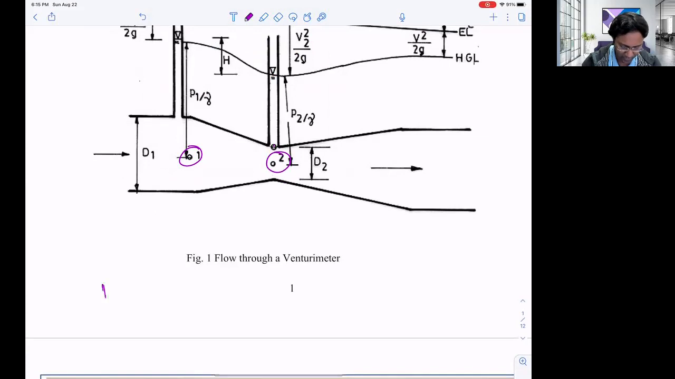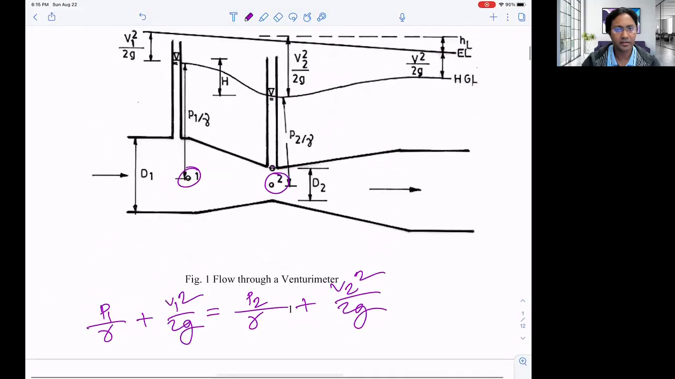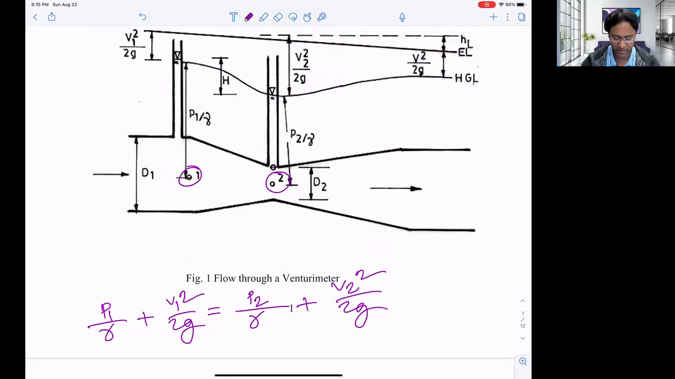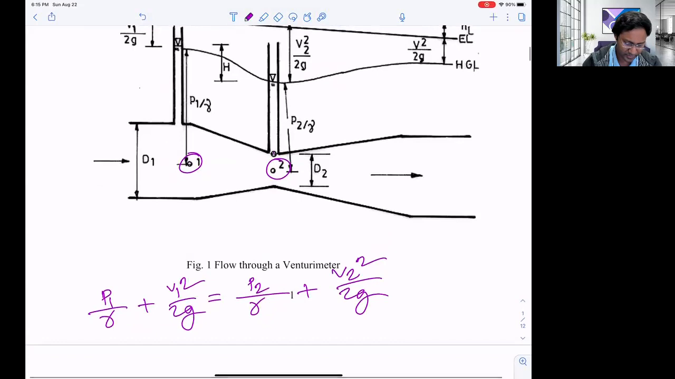Then we'll have P1 over gamma plus V1 squared over twice g is equal to P2 over gamma plus V2 squared over twice g, right? That's the total head at section number 1 and section number 2 from Bernoulli's principle. Another thing you have to consider is that at section number 1 we know the pipe diameter D1, and we also know the pipe diameter D2 at this throat section. This is called the throat section. That is a very important part of this device.